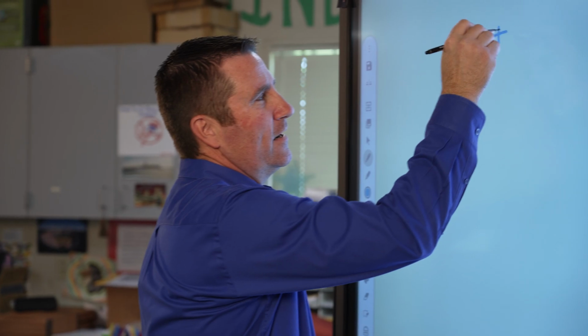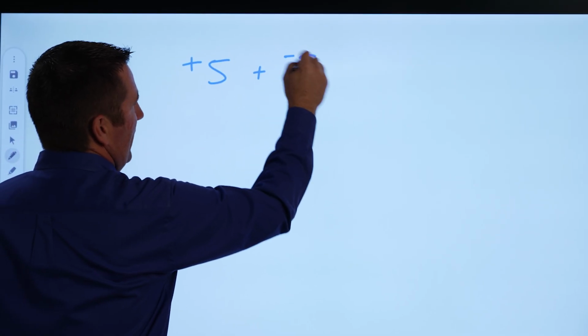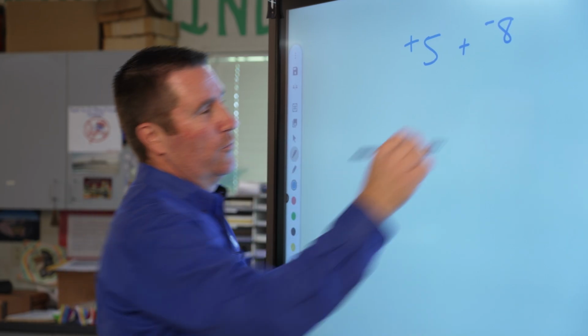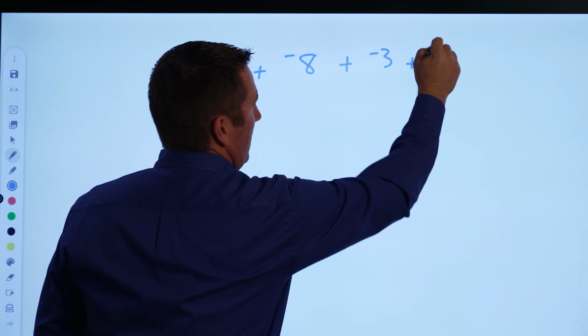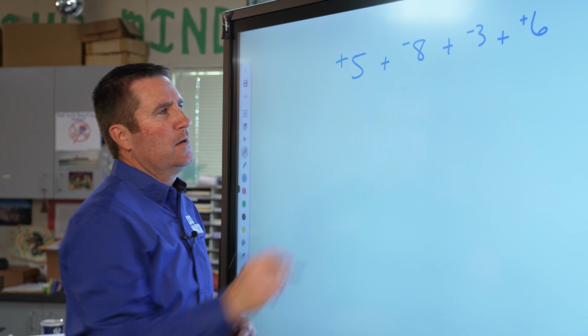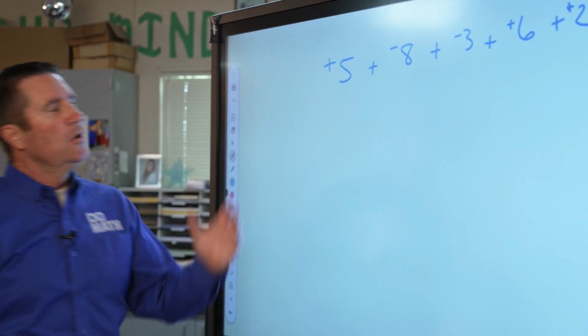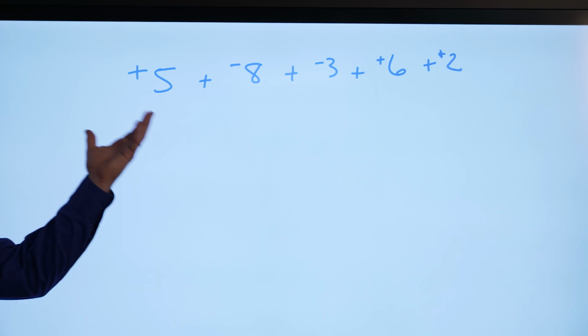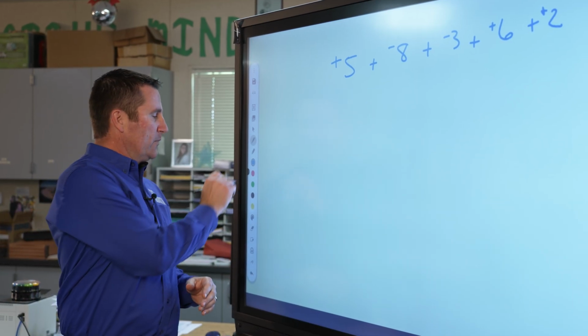If we're adding a couple of numbers, let's say we have positive 5 and we're adding negative 8. Oh, what the heck? Let's put a couple more numbers on there. Negative 3 and positive 6. And positive 2. How about that? All a bunch of numbers. You get to a problem like this and there are so many signs and so many things to look at that sometimes students will get confused.